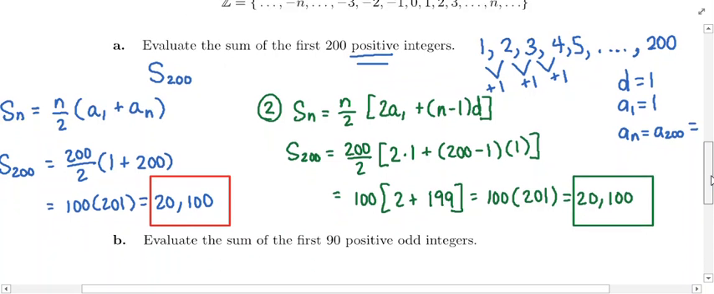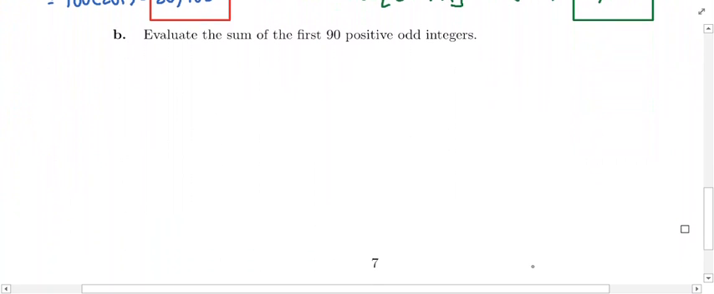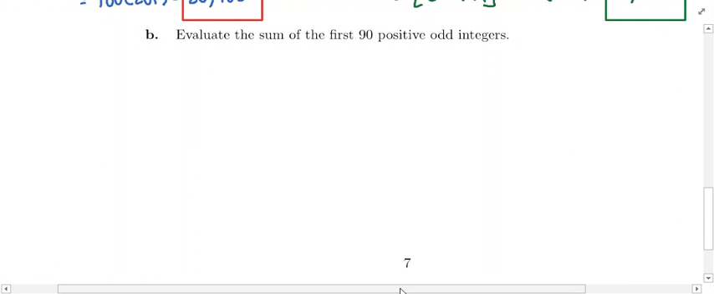So in this case either formula works. Let's take a look at a little twist on this problem in part B. We are going to evaluate the sum of the first 90 positive odd integers. The twist here is that the word odd has been thrown in. We're going to do this the same way. Start by writing out the numbers in the sequence. The numbers have to be positive, so we're going to start with 1, and they have to be odd. So this is going to be 1, 3, 5, 7, 9, and so on. We're adding the first 90 terms in this sequence, so we're computing the 90th partial sum.